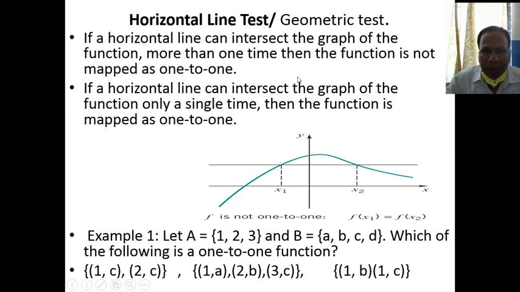Geometrically, we can also prove whether a function is one-one or not. There is a test called the horizontal line test, or geometry test, for finding whether a function is one-one or not. If a horizontal line can intersect the graph of the function more than one time, then the function is not one-to-one.